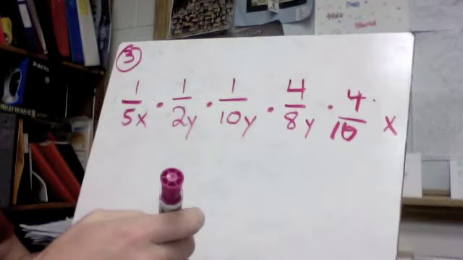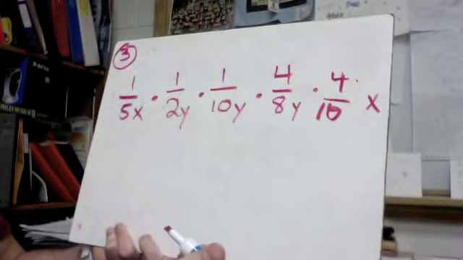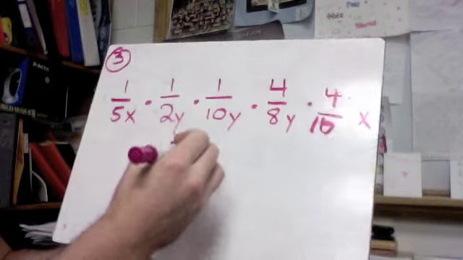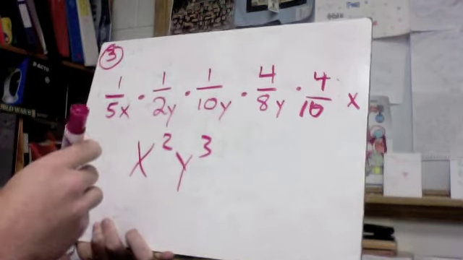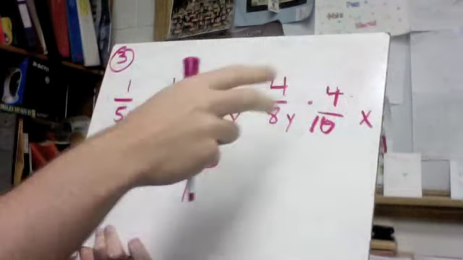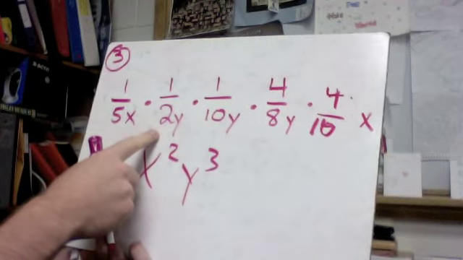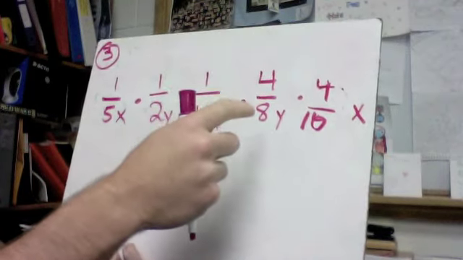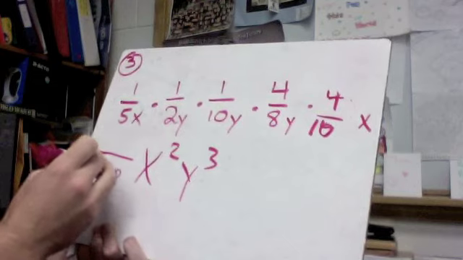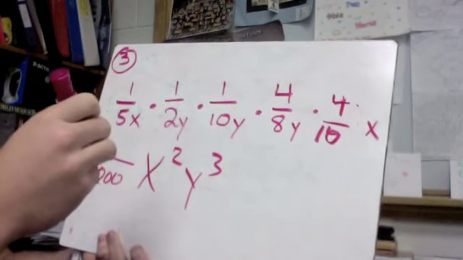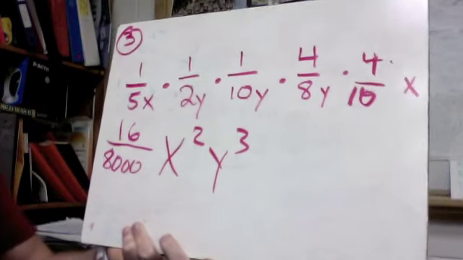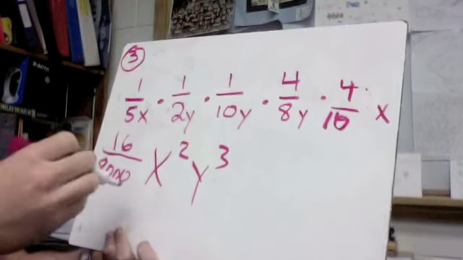Alright, now for this we just have to times everything together, and if we just do the variables, the letters, first, we find out it's going to be x to the second, y to the third. For the other part, to times fractions together, it's just straight across. So I'm just going to go straight all the way across here. 5 times 2 would be 10. 10 times 10 is 100. 800, 8,000. So we've got 8,000 up here. And then if we times everything else together, we get 16/8,000ths x to the second power, y to the third power.